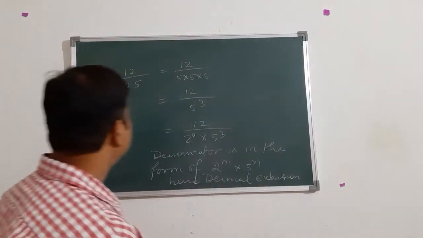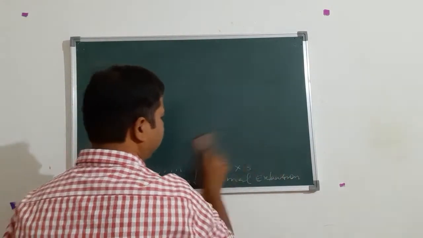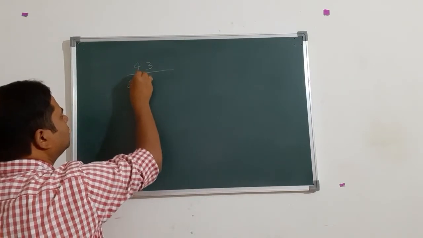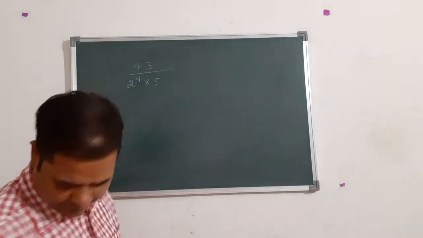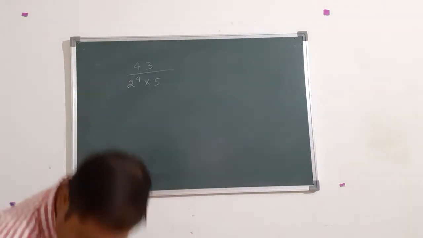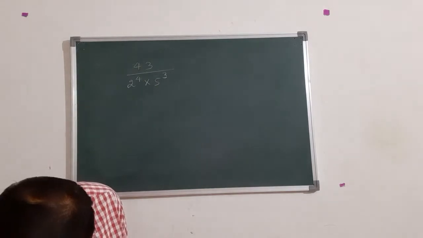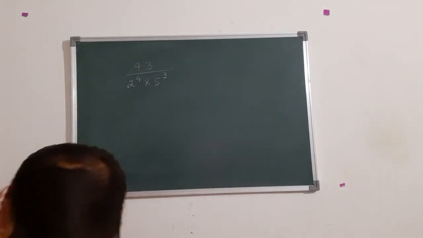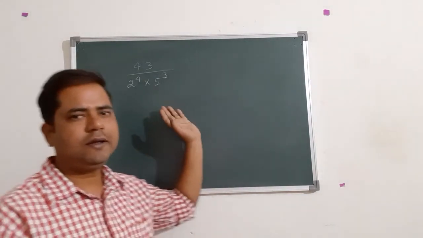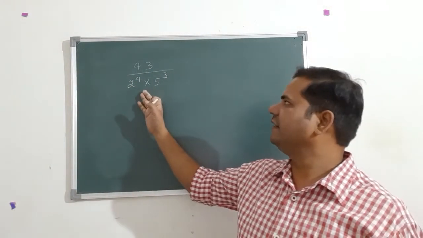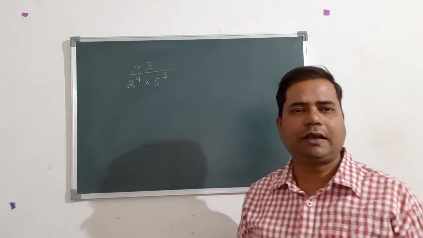Okay, so next type of question in this particular chapter. The given expansion 43 upon 2 power 4 into 5 power 3 will terminate after how many places? In this question, we have to find after how many places this decimal expansion terminates.